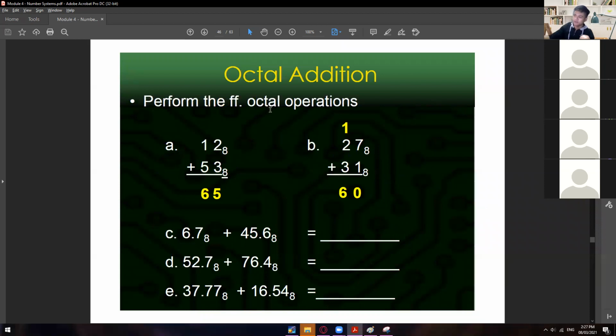Okay then, so we have here octal addition. Okay, so in octal, it works the same as our normal addition. However, as you guys may all know, we don't have 8 and 9 when it comes to octal. So later on, we're going to have a short discussion on how we handle 8 and 9.